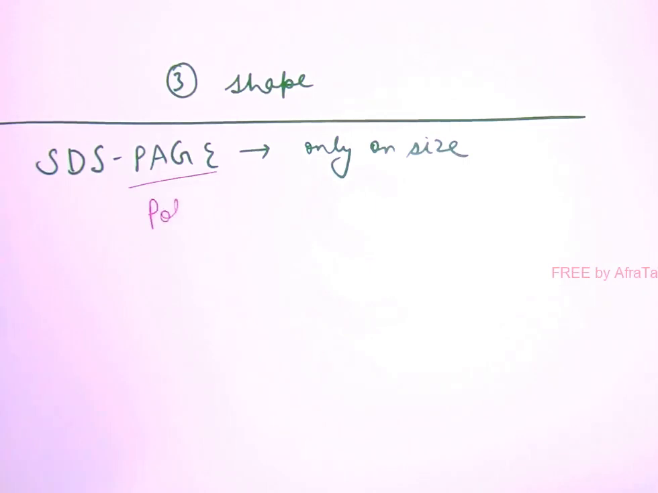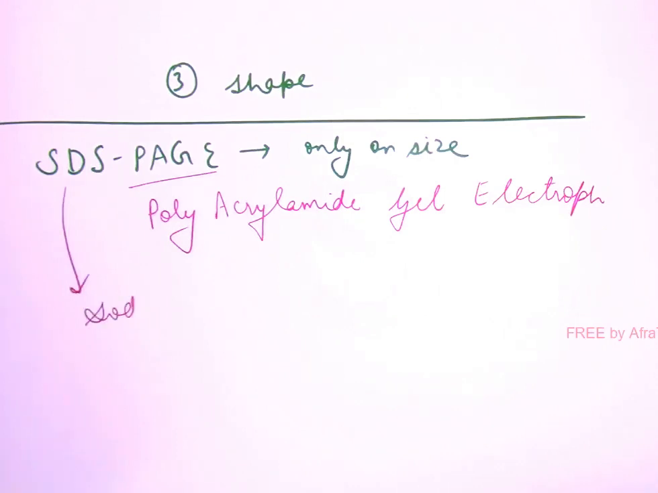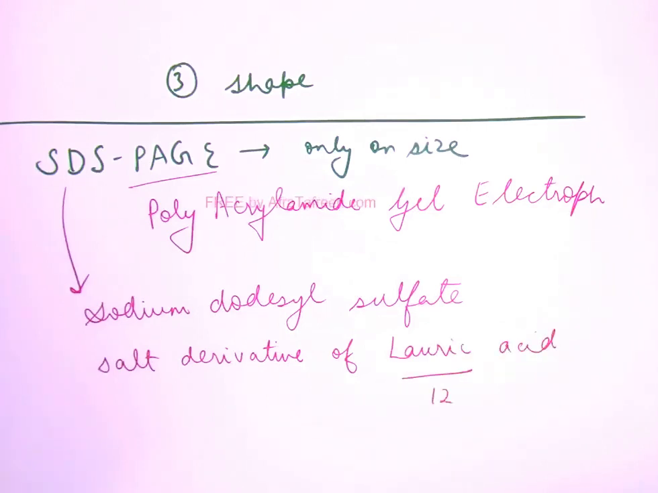The full form of PAGE is polyacrylamide gel electrophoresis, and SDS is sodium dodecyl sulfate. SDS, sodium dodecyl sulfate. It is a salt derivative of lauric acid. Lauric acid is a 12 carbon acid. Even the word dodecyl means 12 carbon. Now, for understanding how this electrophoresis depends only on size, we have to see the properties of SDS.